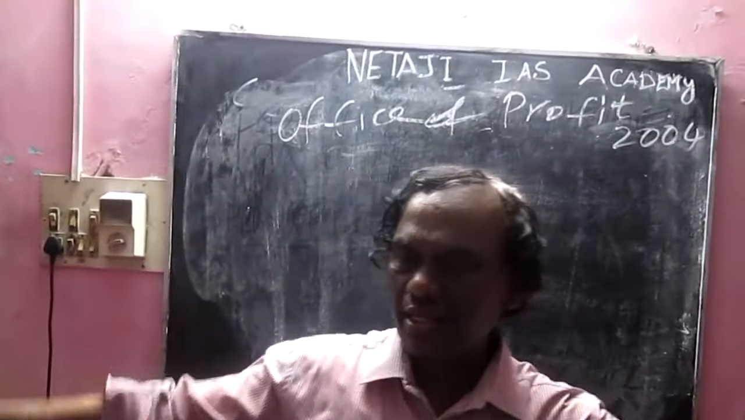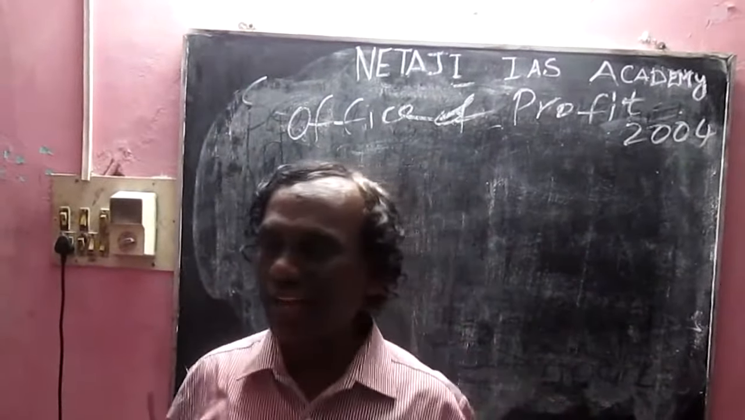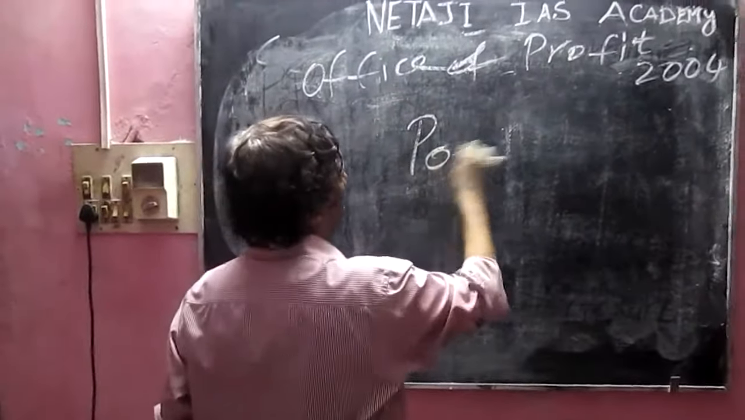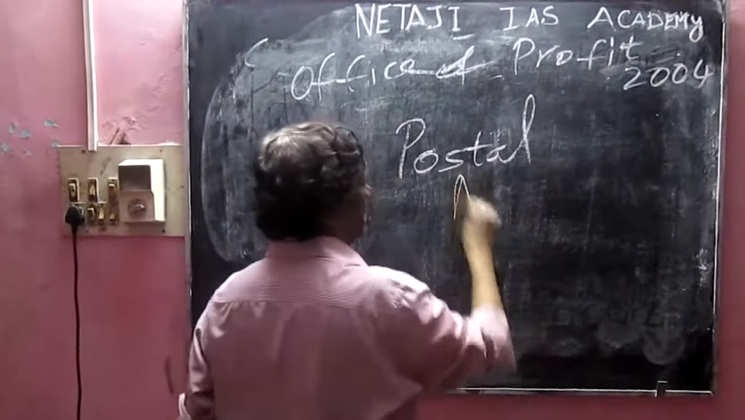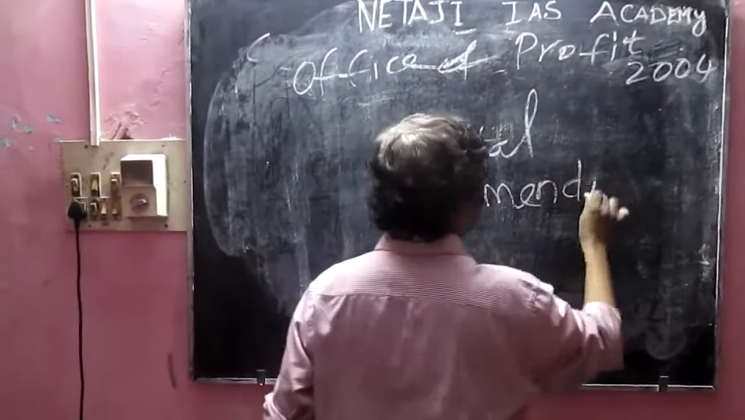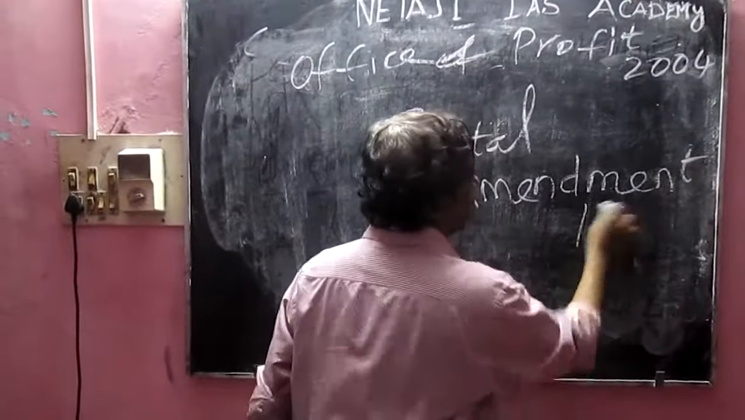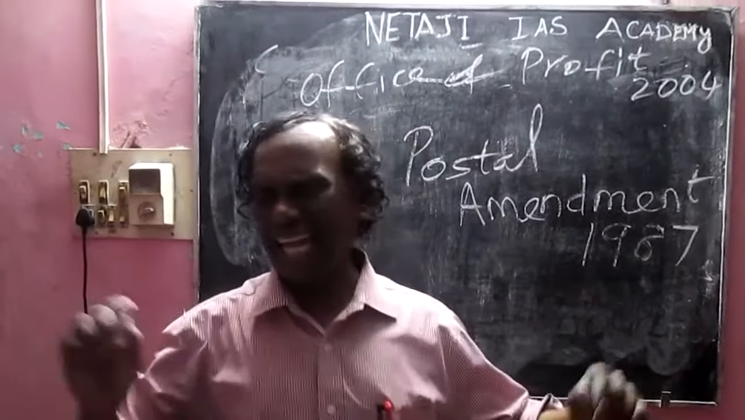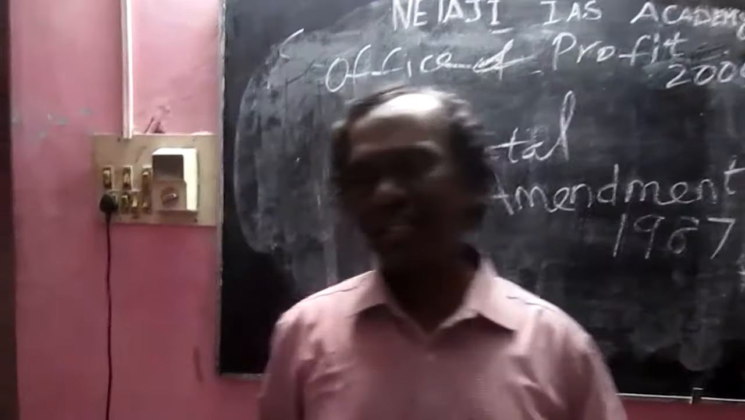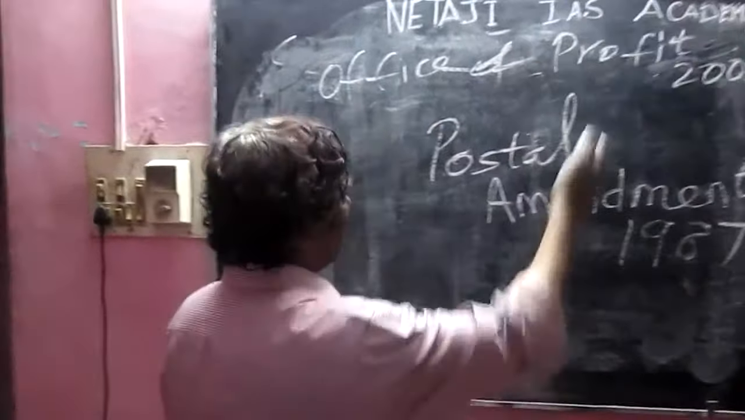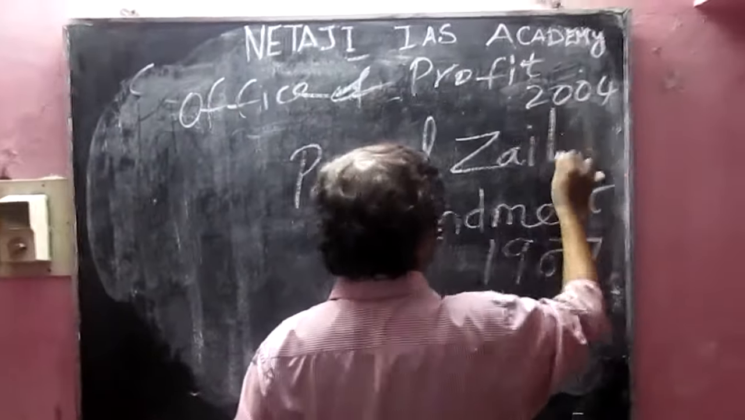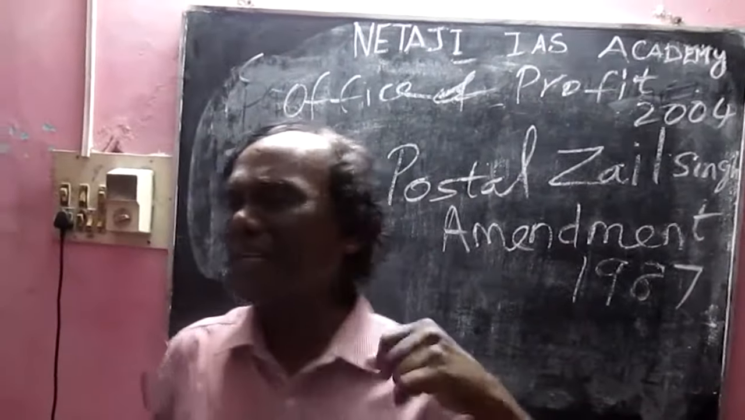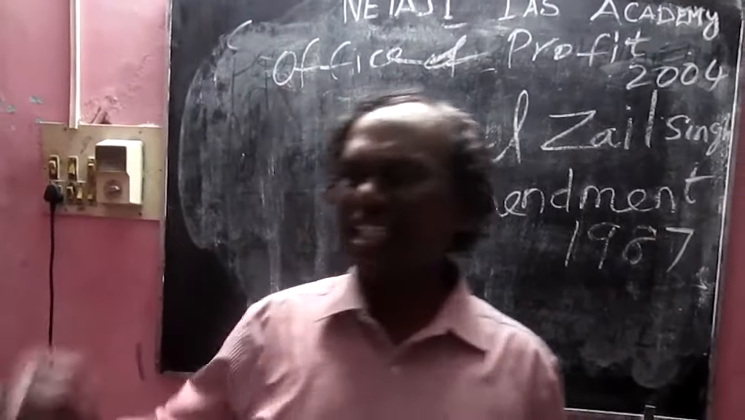So far, only one bill was refused to be signed by the President. It is the Postal Amendment Bill, 1987. At that time, the President was Zail Singh, and the Prime Minister, Rajiv Gandhi.